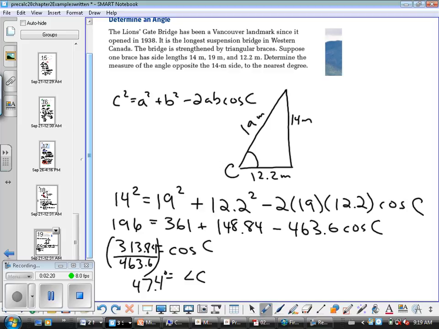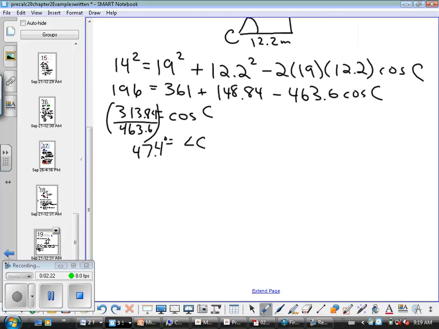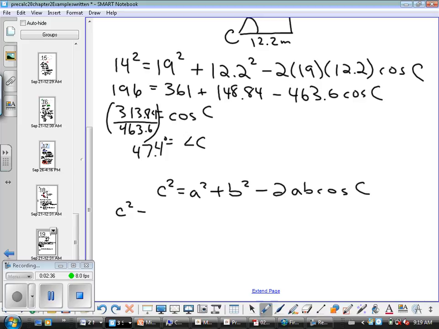Another thing, though, you could have done is you could have used our rearranged formula. Right, so remember we had c squared equals a squared plus b squared minus 2ab cos C. Okay, and we had taken that formula, subtracted a squared and b squared from both sides, and then we had divided both sides by negative 2ab.